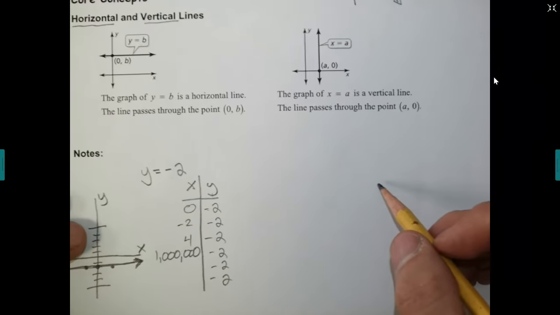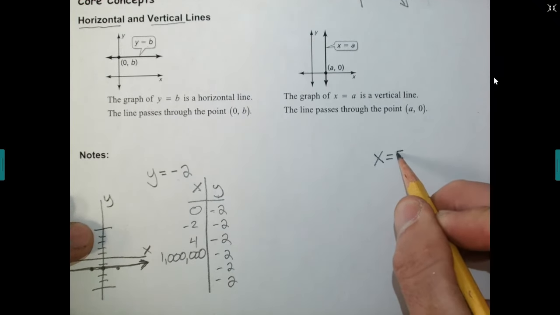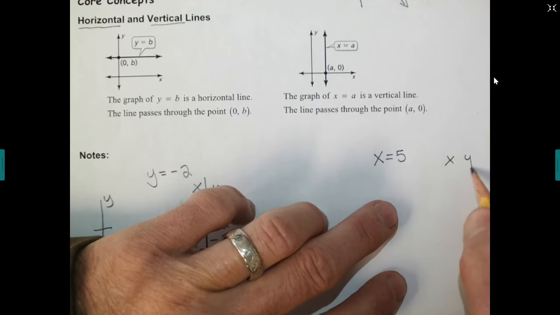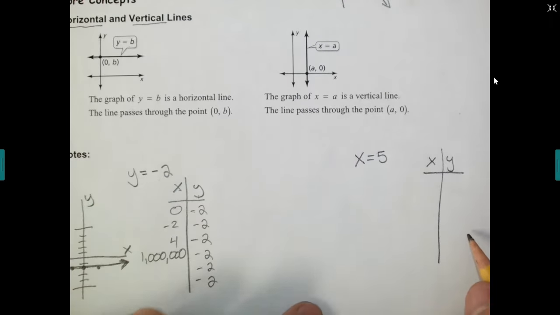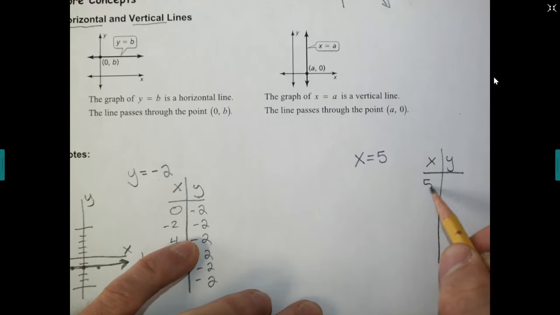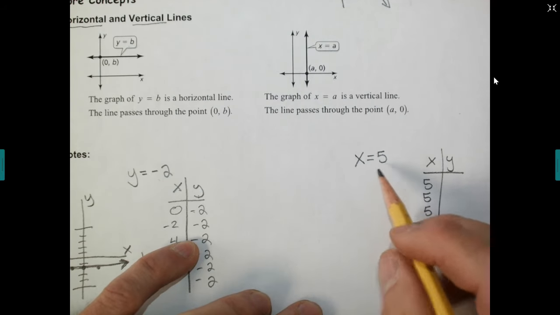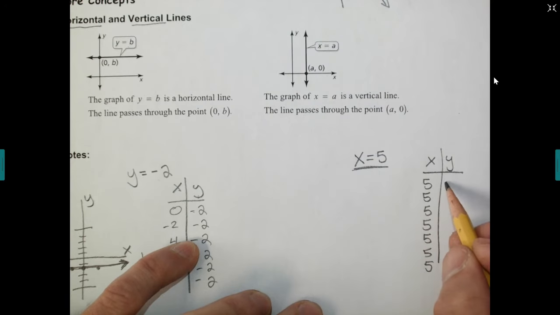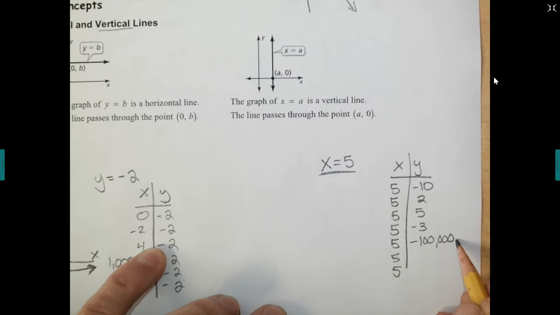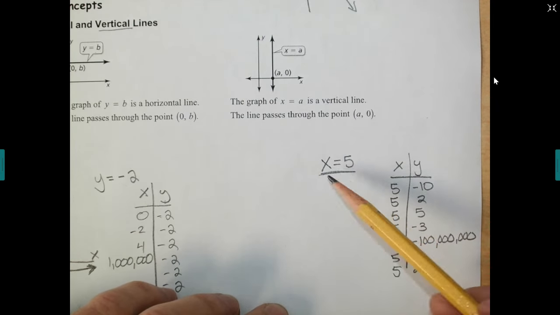Now, on the same note, if I have x equals 5, well, let's do a table for this one. What does x equal for this number? Oh, 5. This one? Oh, 5 again. Oh, 5. Every single y value, x equals 5, because that's what it says. That's our linear equation, x equals 5. So the y could be negative 10, 2, 5, negative 3, negative 100 million. You get the point. No matter what my y value is, my x is going to be 5 because my linear equation is x equals 5.